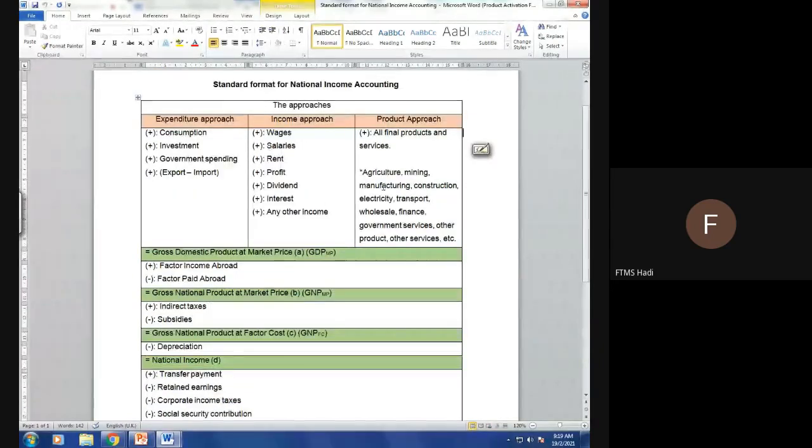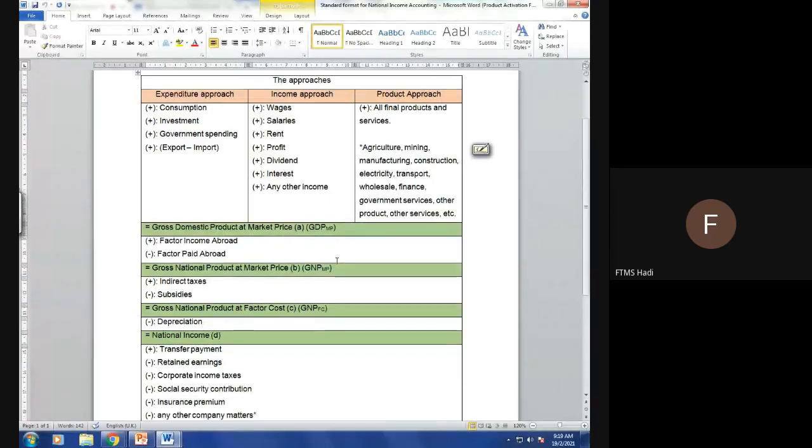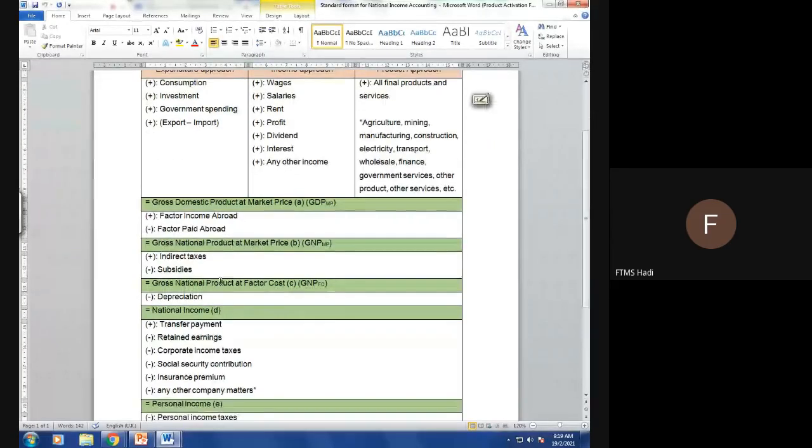To calculate GNP at market price, the formula is GDP MP, the answer that you get here, plus factor income from abroad minus factor payment abroad. That means money in minus money out. This is the standard formula. Then to calculate gross national product at factor cost, which is question C, GNPFC, you take the answer B, GNPMP, plus indirect taxes minus subsidy. Then to calculate national income, which is question D, it is GNPFC minus depreciation.